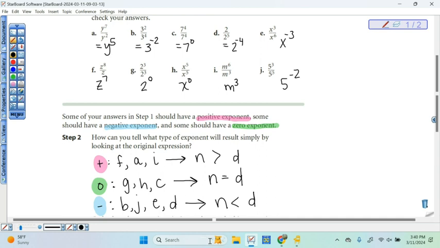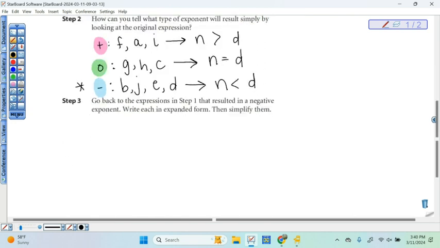All right, so we are going to take all of our negative exponents and we're going to look at them a little bit more to understand what that means when we have a negative exponent. So I'm going to look at B, J, E, and D. Okay, and I want to write each of these in expanded form. So B was 3 squared over 3 to the 4th. How do I write that in expanded form?